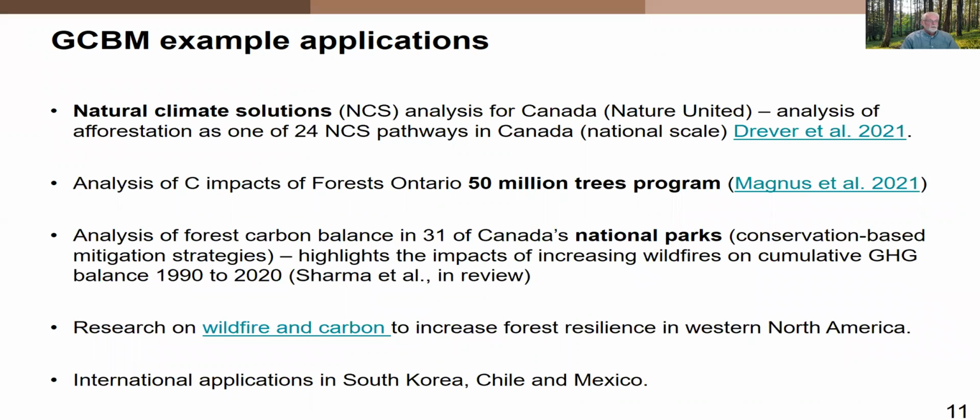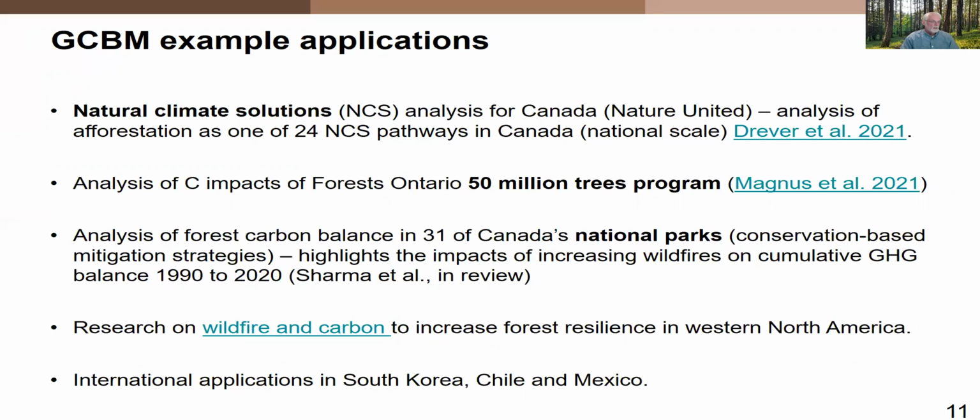Just briefly, a couple of other examples. We worked with Ronnie Drewer and his team on a recently published paper on natural climate solutions for Canada. One of the 24 NCS pathways, that of afforestation and restoration of forest cover, was conducted at the national scale with the GCBM, looking at the various potentially afforestable areas and the consequences for the carbon balance.